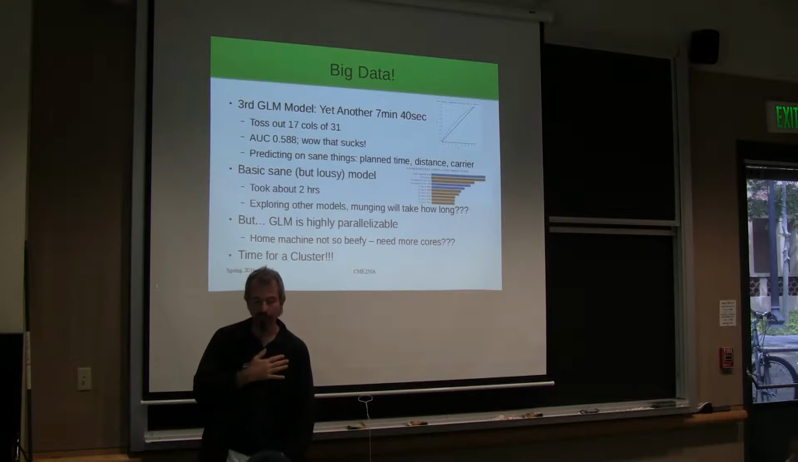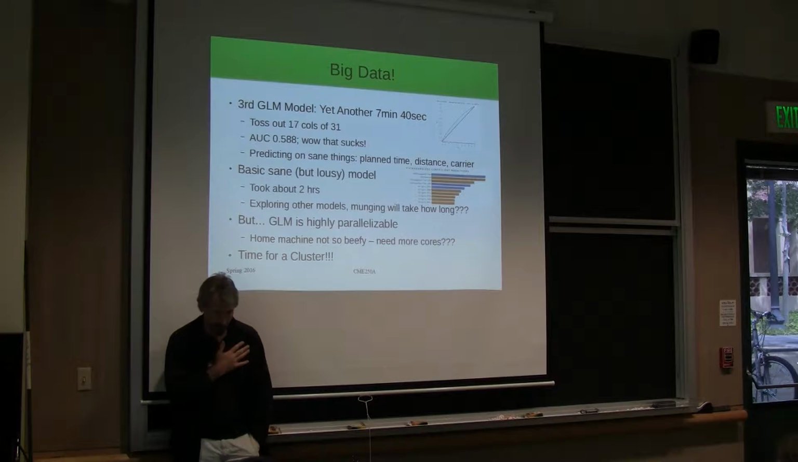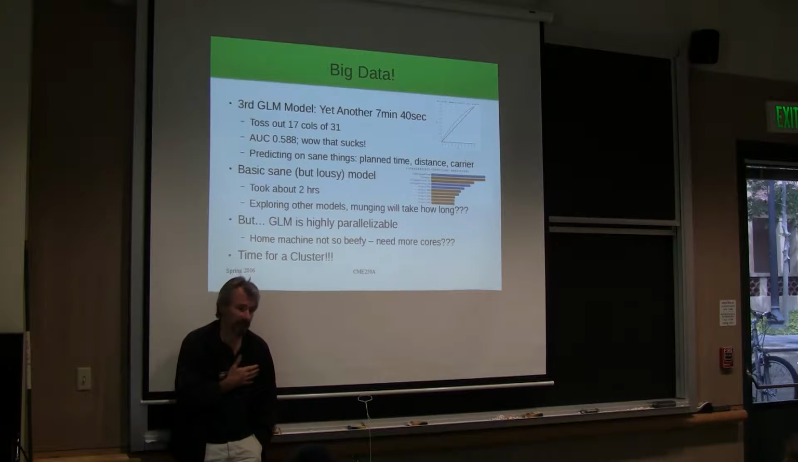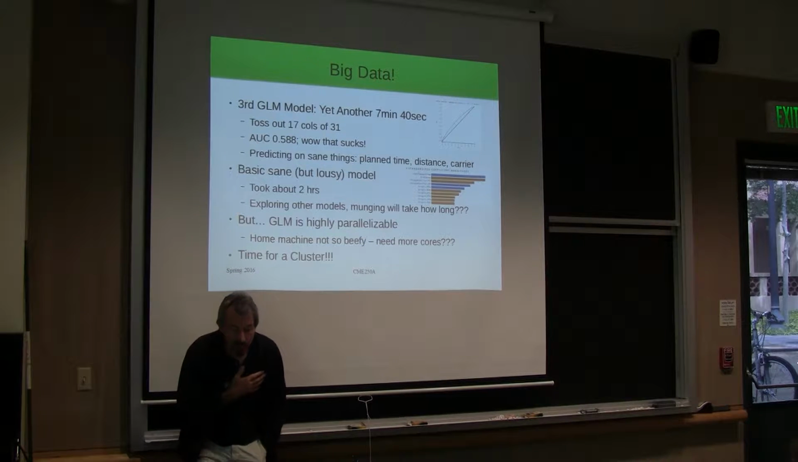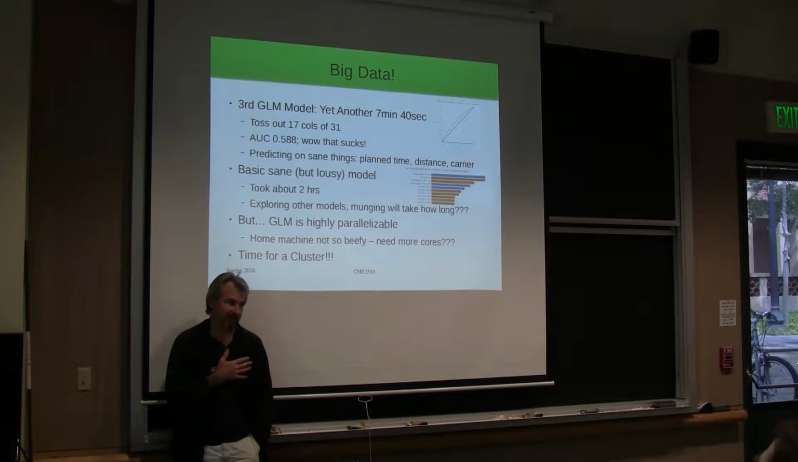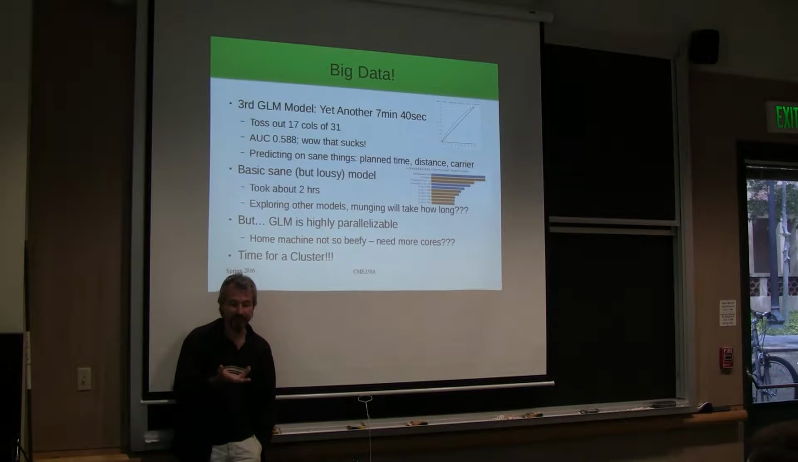Okay, so back to my big data. I ended up throwing out 17 columns out of the 31 that all had some flavor of prediction. And another 8 minutes go by, and I get a really lousy model out. So I'm predicting on things like the planned time in the air and the distance. So there's something that says, if you have more time in the air, you're more likely to be on time, because presumably the pilot can goose the throttle a little bit and make up for lost time. That's my guess.